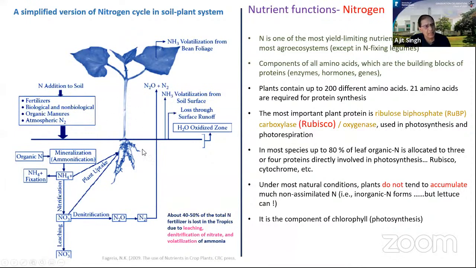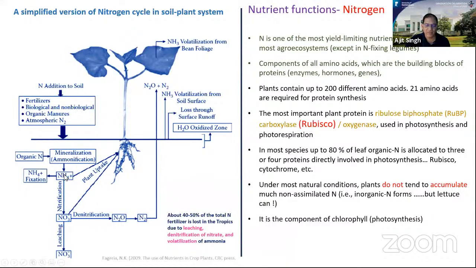Okay. Then this is a very simplified diagram of the nitrogen cycle. Nitrogen is mostly added as a fertilizer, that's the input into the system, and as biological nitrogen fixation that is done by legumes. Then through organic manures, we add organic manures into the soil, and then we have the atmospheric nitrogen fixation. When it's added into the soil, then the organic N has to be mineralized. When we add manure, the manure is not immediately available to the plants. It has to be decomposed. So during decomposition, there is a mineralization process that releases ammonia and nitrate.